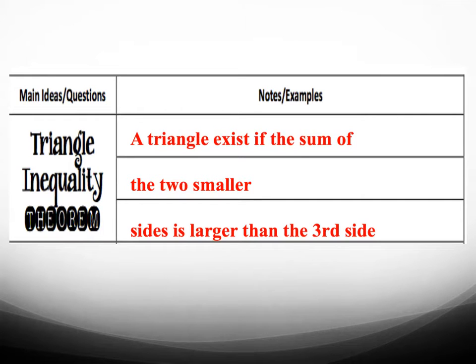which is called the triangle inequality theorem. It states a triangle exists if the sum of the two smaller sides is larger than the third side. So we talk about equality and we talk about equal, but here the two smaller sides must be greater than the third side. So let's put it to work.